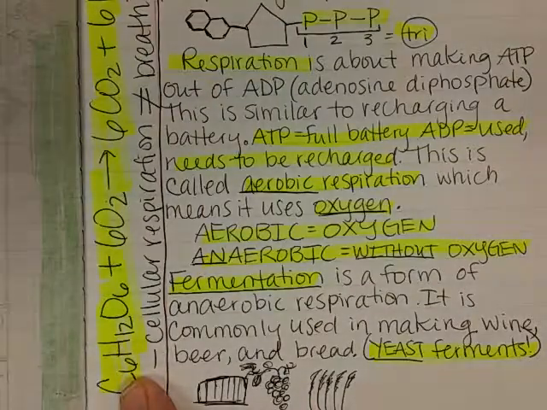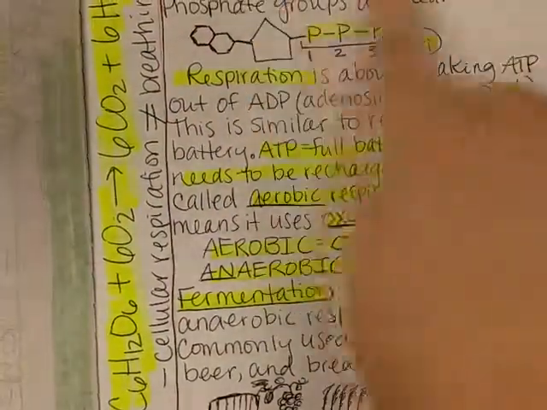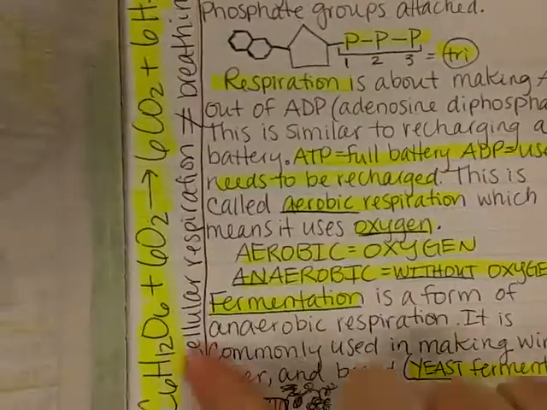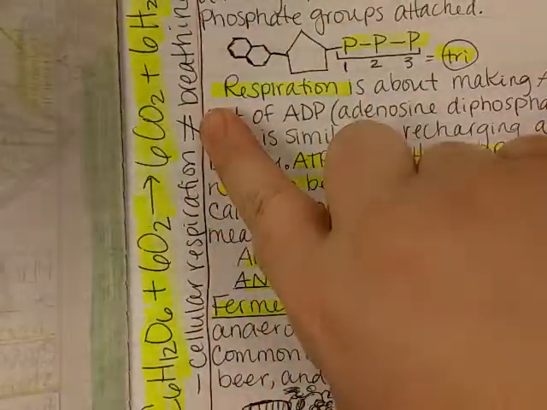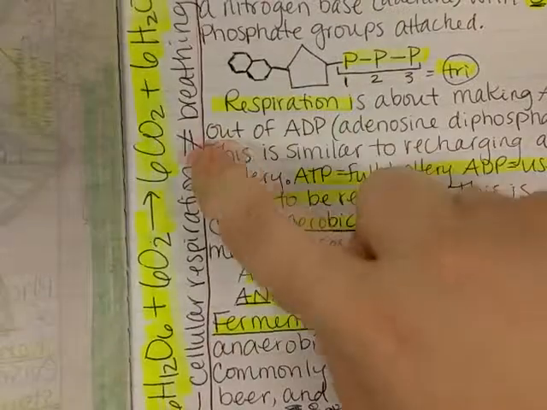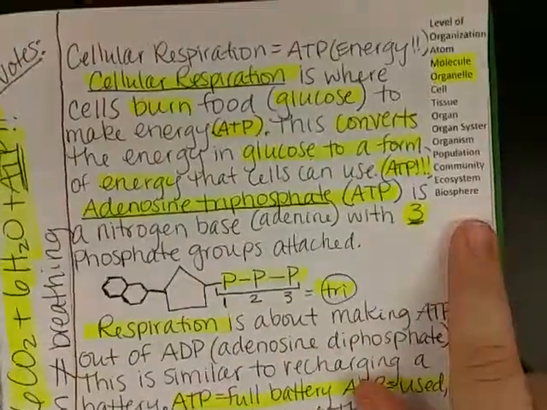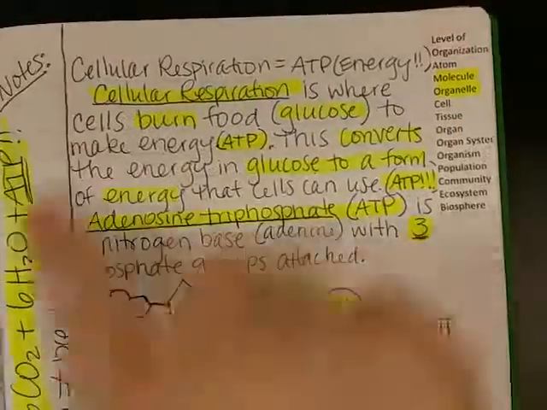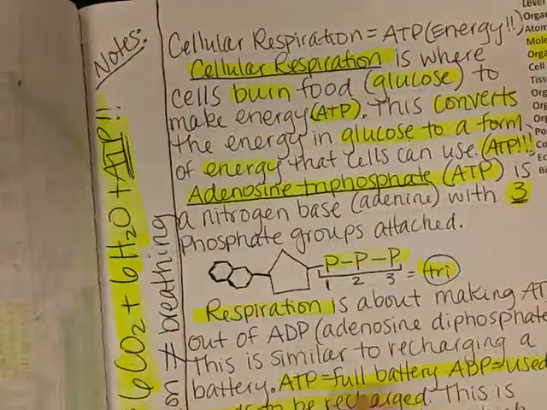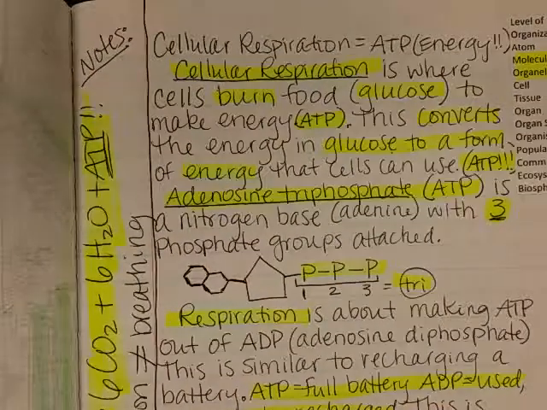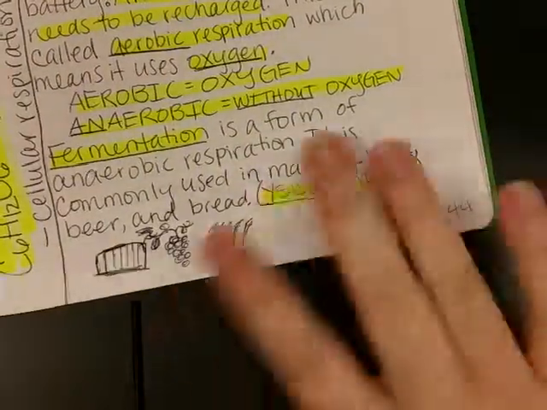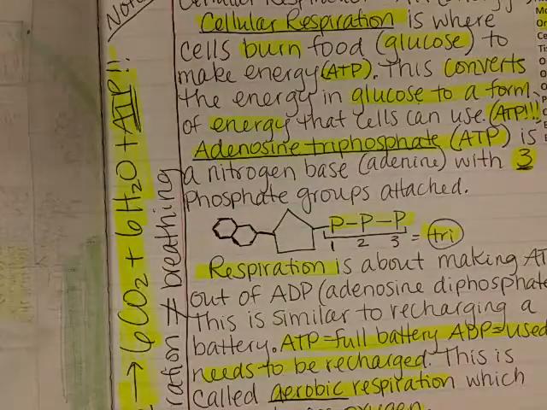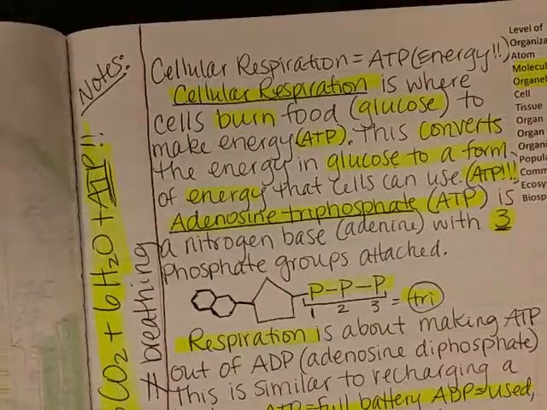Okay, so you need to make sure that you have your equation over here and highlighted. You need to make sure everything down here is highlighted. You need to write that cellular respiration is not breathing. This is very important. And you need to make sure you have your levels of organization. These are all part of your grade. Okay, this is part of your grade. This is part of your grade. The highlighting part of your grade. Okay, this is on page 44. We will be doing our cellular respiration foldable on page 43.